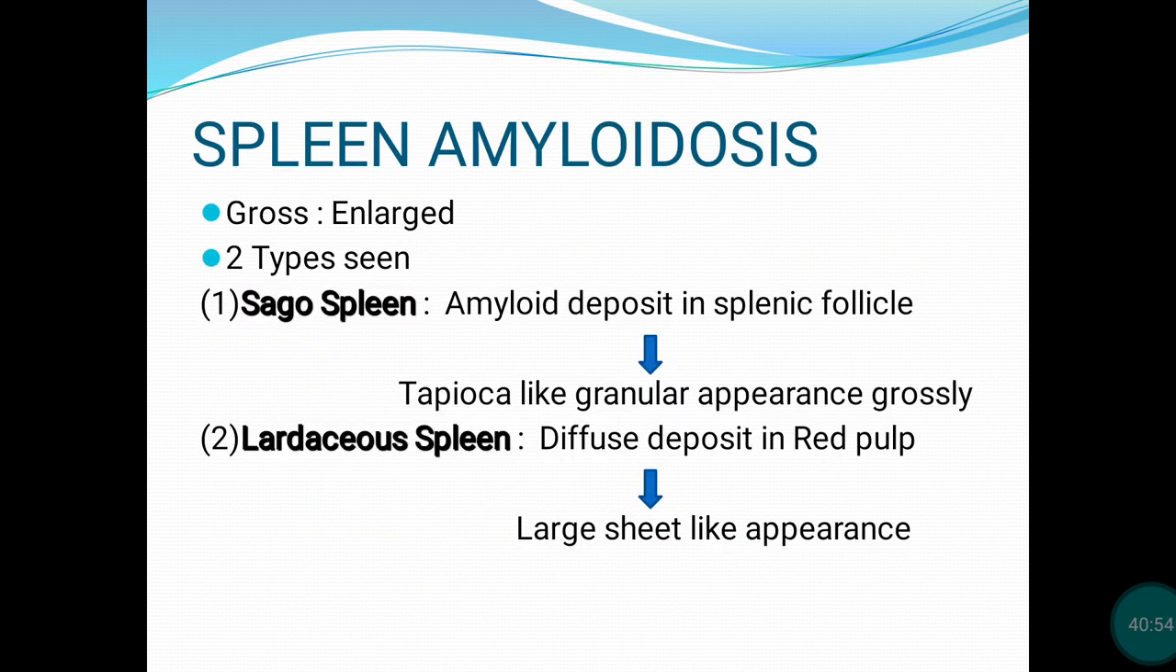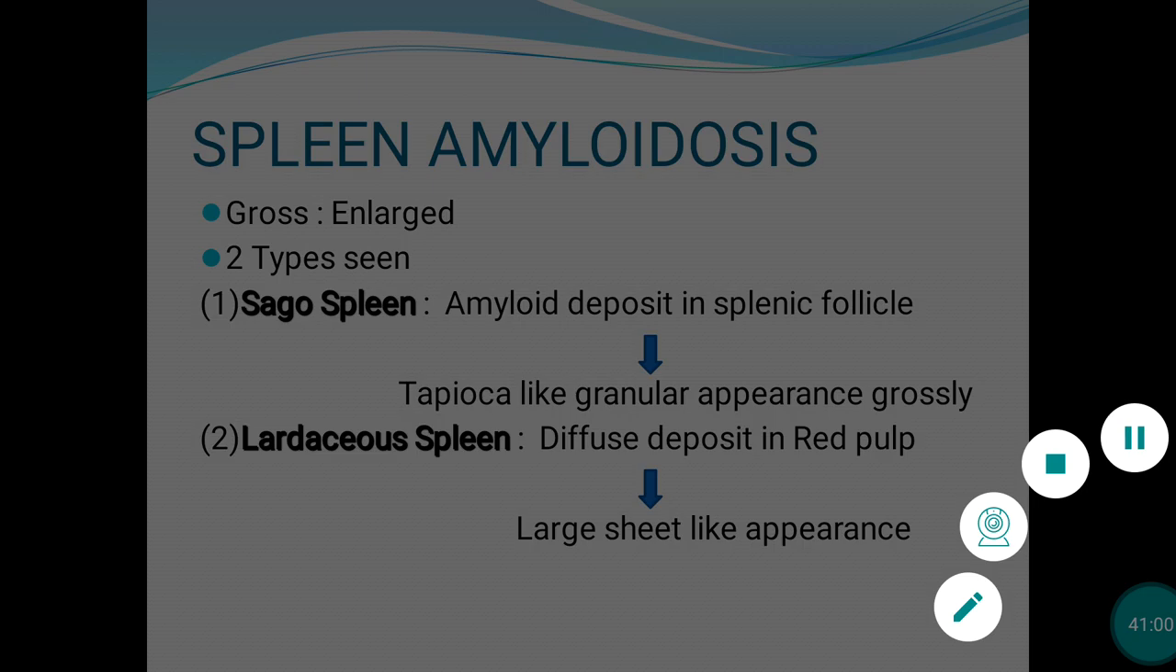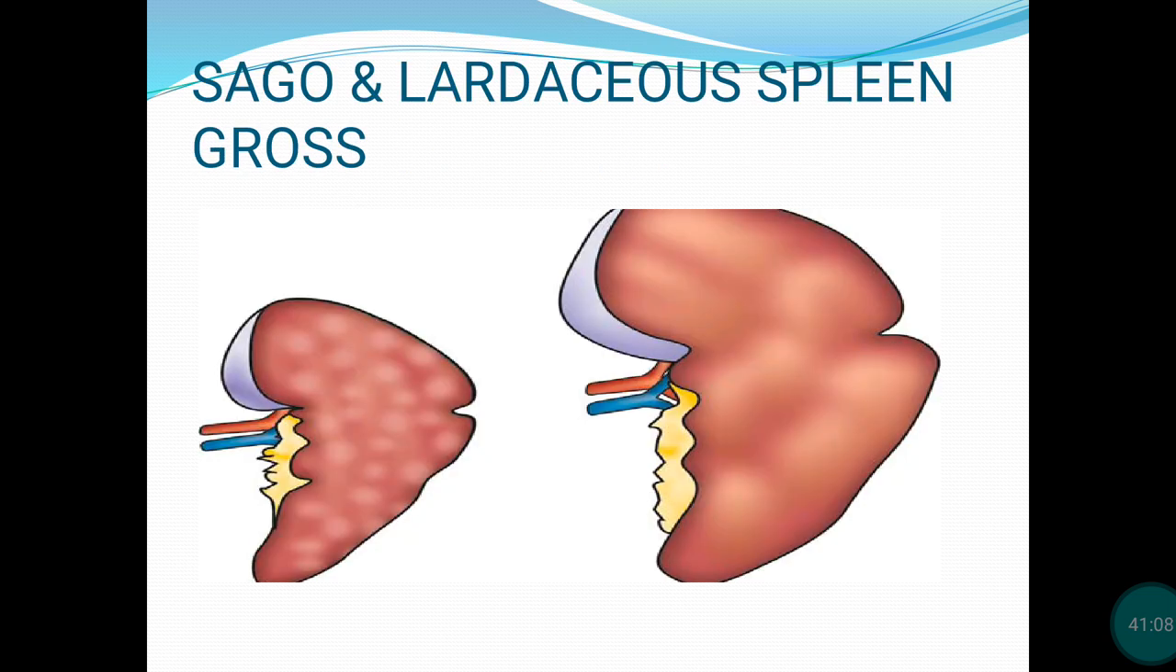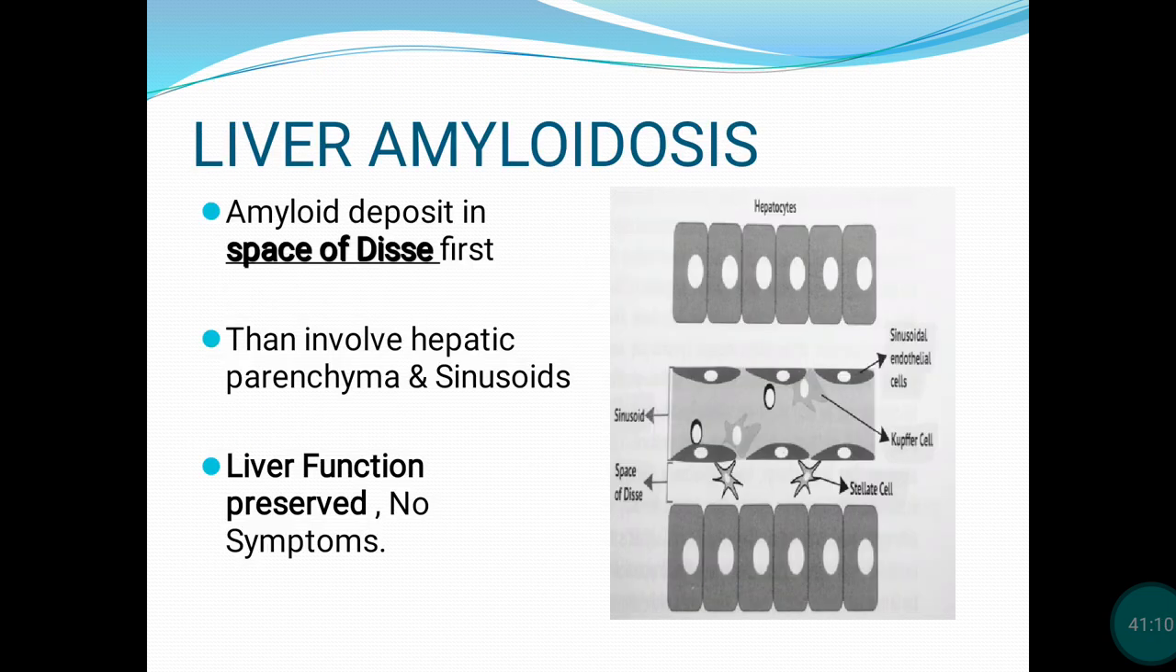In spleen amyloidosis, if the deposit is in the splenic follicles, it will appear tapioca-like, and so it is given the name sago spleen. And if the deposit is in the red pulp, it is lard-like, and that is called lardaceous spleen. That is a gross image.